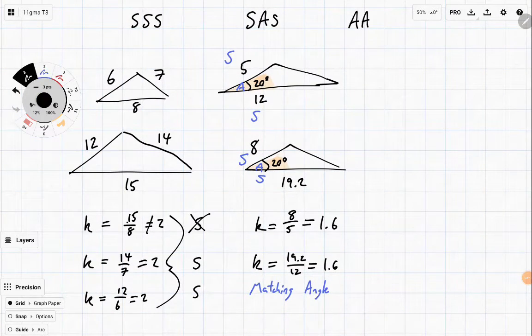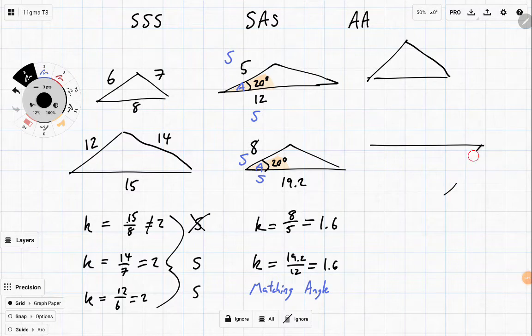Now the last one is the AA proof. Now the AA proof works by checking that two of the angles are the same. Because for a triangle, if two of the angles are the same, that means that all of the sides are going to be proportional as well. And for larger shapes, it works exactly the same. It's always the number of angles minus 1. So as long as you can check that nearly all of them match, then you should be good to go.